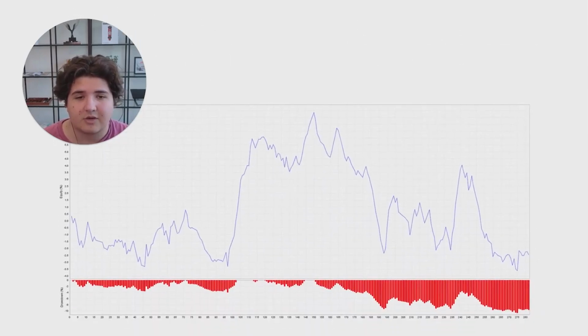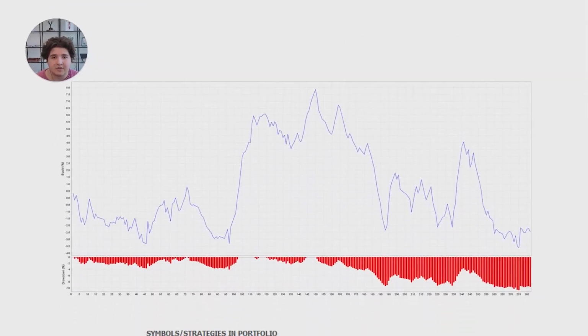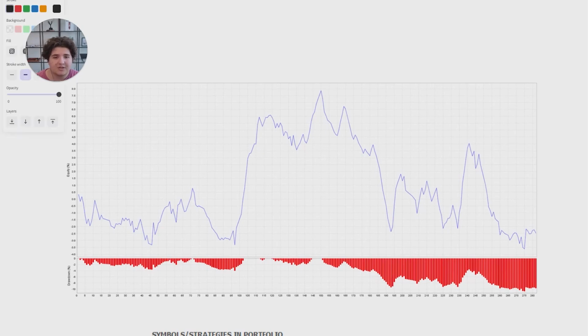So here's my equity curve for the month. If I just slightly move my camera, I'll probably make it a bit smaller so you can see everything clearer. This was, as you can see, quite a challenging month for me personally. So I was down probably about 3%, give or take, quite early in the month.